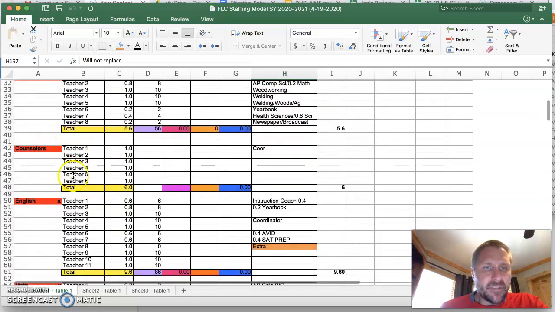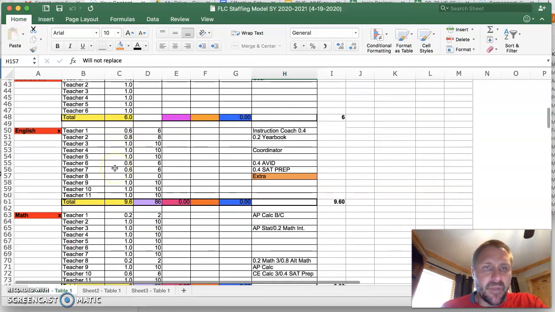You go down, I have 6 counselors, and we've talked about my different model where we've got 2 counselors, and then we've got 4 academic advisors, and they kind of divvy up, but that's where we account for them. 11 English teachers, again, thinking outside the box. I've got one that teaches 3 sections of English and then is a part-time instructional coach for us.